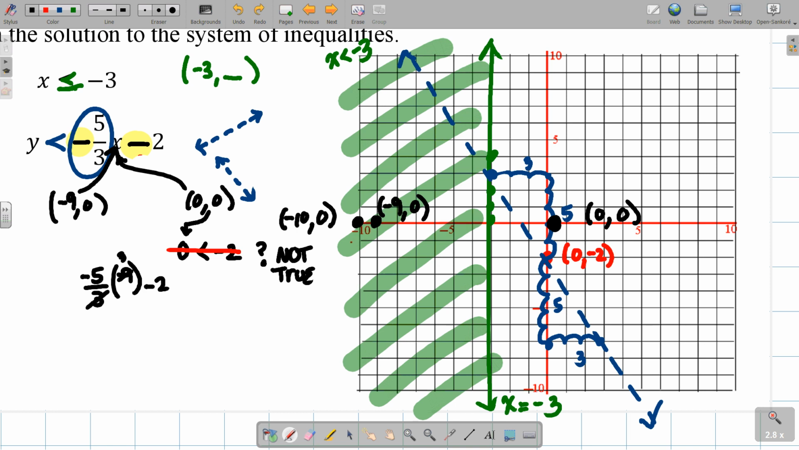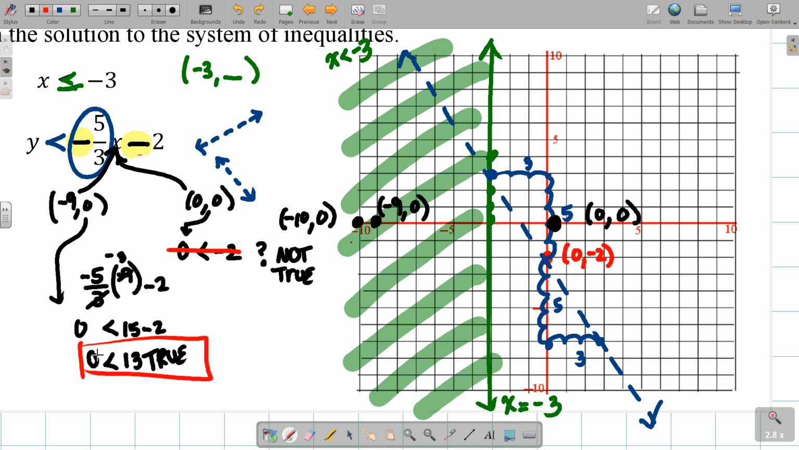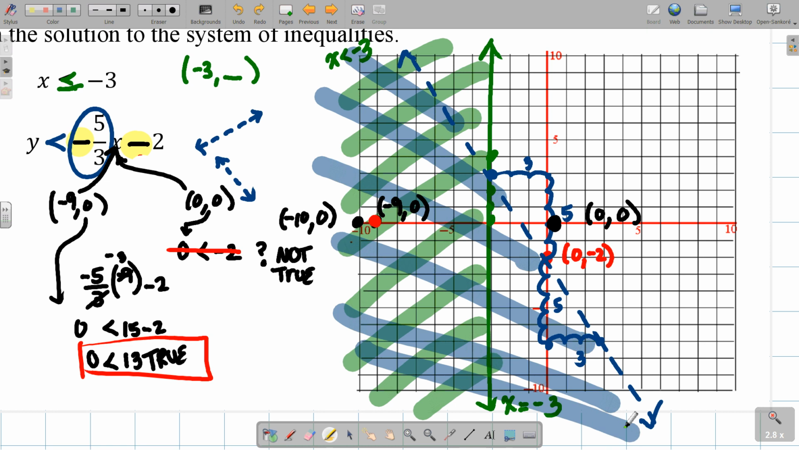3 goes in there 3 times, but there's still a negative sign there. So I have 15 minus 2 is less than, and then this is 0 on this side. So I have 0 is less than 13. That is a true statement. So this side, this point right here works. The one on the right does not. So I'm going to shade to the left. So your actual shading should look like this.